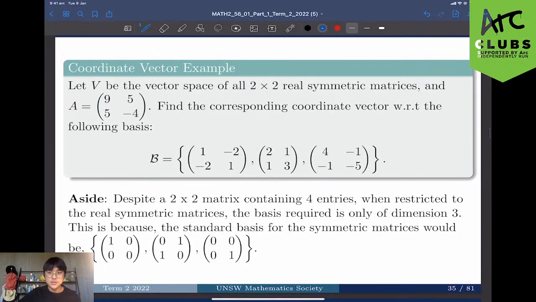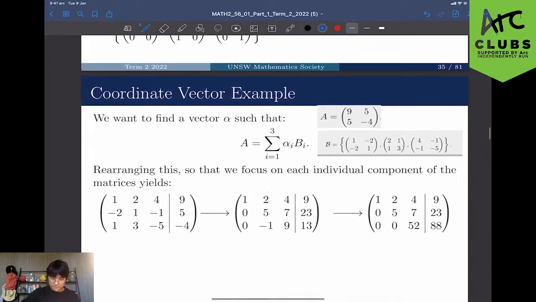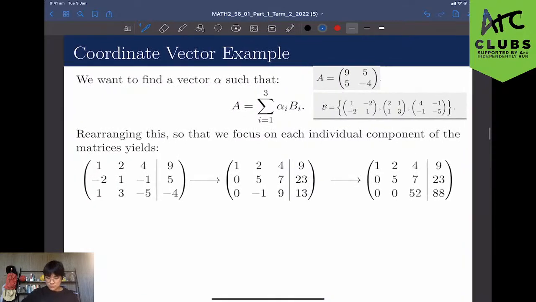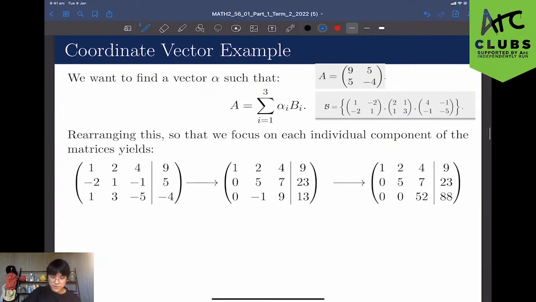And a quick aside is that since we're dealing with symmetric matrices, so these elements are going to be the same, the basis for 2x2 symmetric matrices is actually only size 3, because we only have to worry about one of these. So we want to find a vector alpha such that our matrix A is a linear combination of these basis matrices.